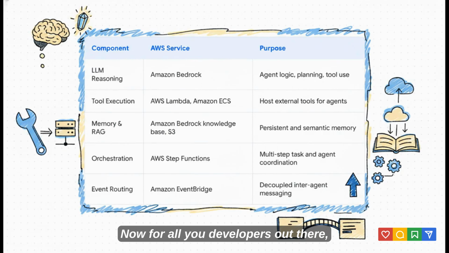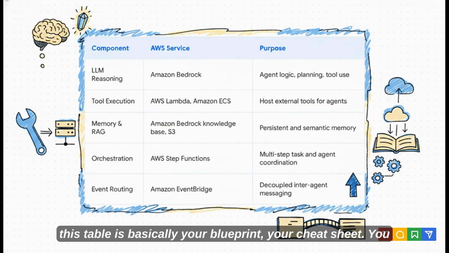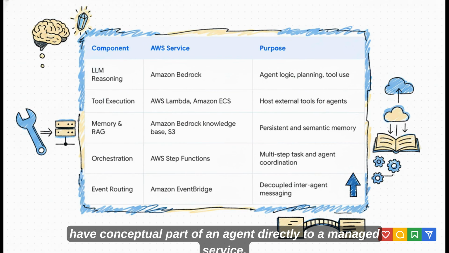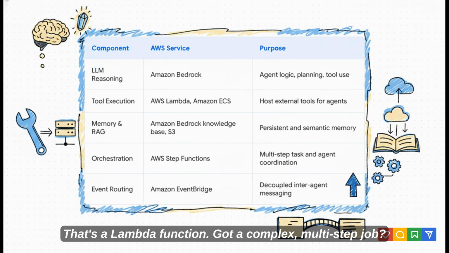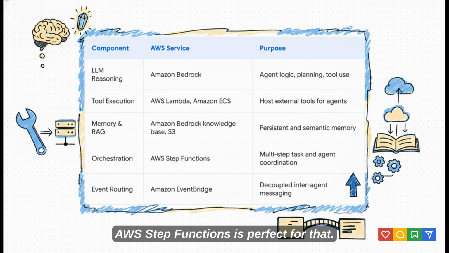Now, for all you developers out there, this table is basically your blueprint, your cheat sheet. You can map every conceptual part of an agent directly to a managed service. Need that LLM reasoning? That's Amazon Bedrock. Need to run a tool? That's a Lambda function. Got a complex, multi-step job? AWS Step Functions is perfect for that. It's all right there, ready to go.